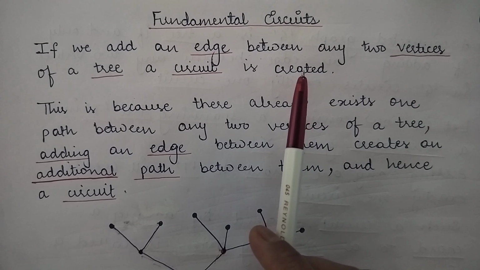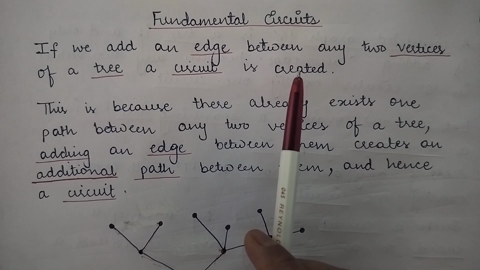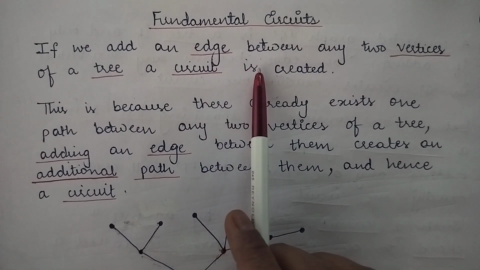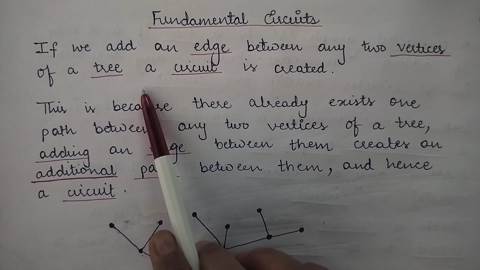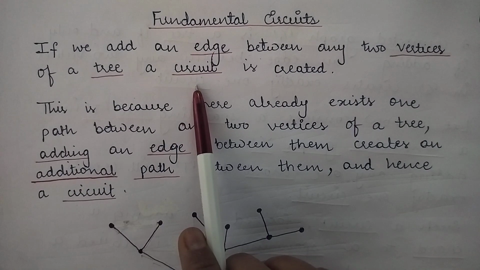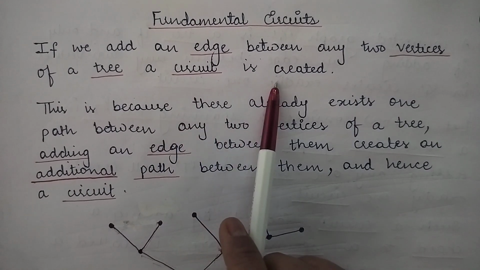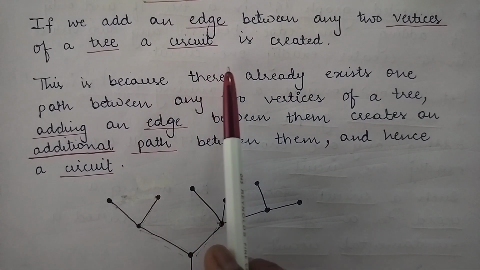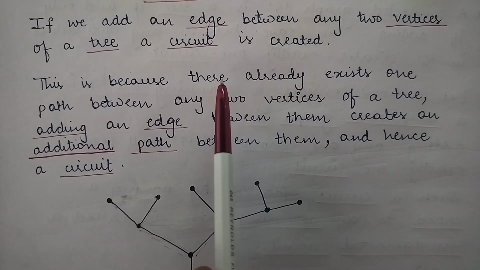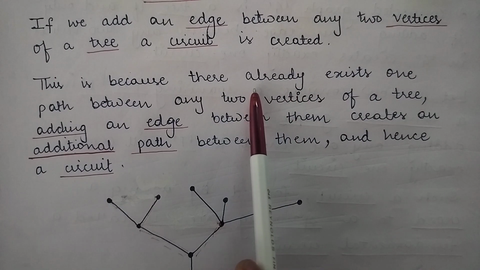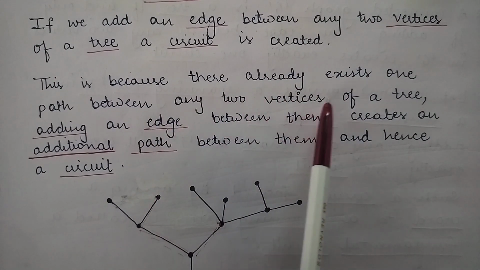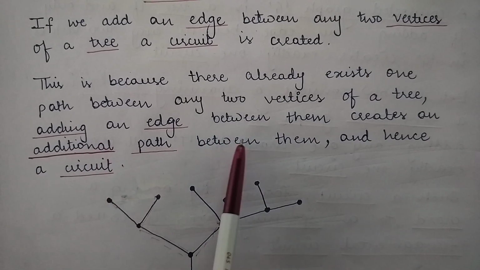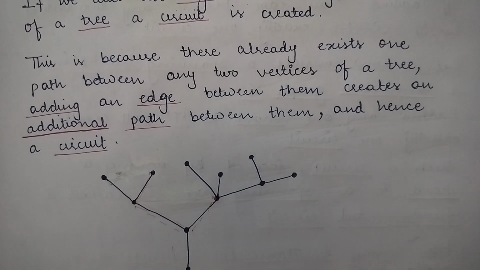Now you know, when we create an additional path, a circuit is created, right? So this is what happens in case of a tree, that when an edge is added between any two vertices of a tree, an additional path will be created between those two vertices and hence a circuit will be created. So this is why a circuit is created when we add an edge between any two vertices of a tree. Because as I told you, there already exists one path between any two vertices of a tree, and adding an edge between them creates an additional path between them, and hence this additional path creates a circuit.